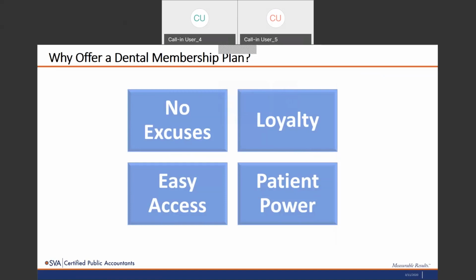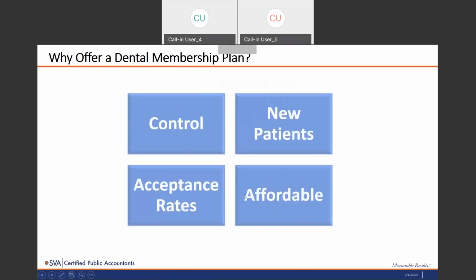It puts the practices in a position of control. If you think about it, your typical patient that has dental insurance comes in with a fee schedule and a payment plan that's set up by the insurance company. And when the number of insured patients decreases and costs rise, insurance companies have the power and control to maintain their profit by decreasing payments to dentists. With a dental membership plan, your practice has control over setting the price and the fee schedule and the payment timing as well.